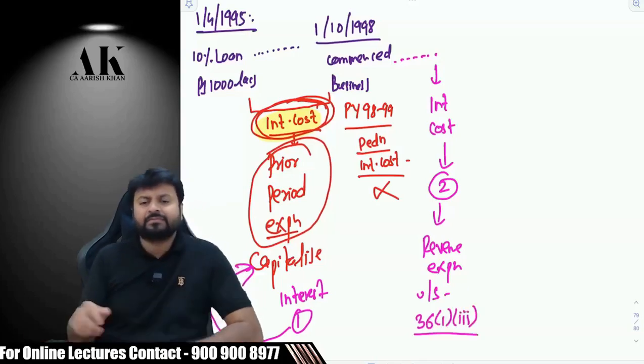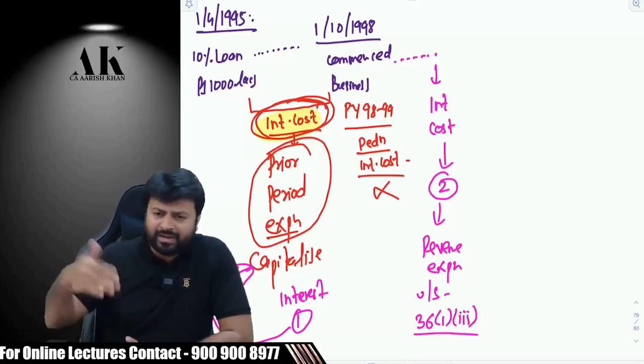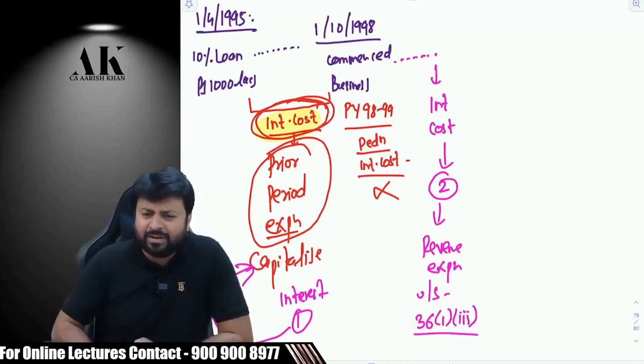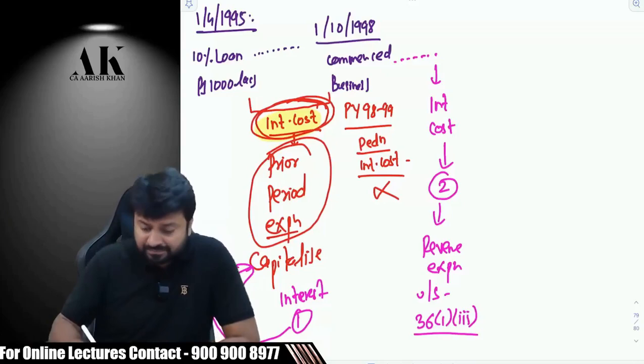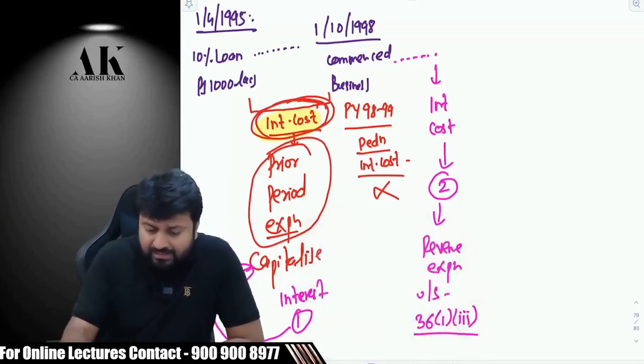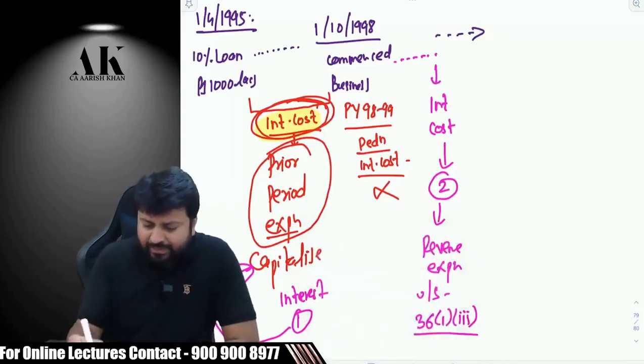Where? Section 36 subsection 1 clause 3. Okay, we'll be learning in the next lecture. After depreciation is completed, we'll move ahead with the other specific deductions. Okay. Shall I go ahead in time? Listen carefully. Just let me complete, Prashant. Then you can ask. I'll give you time.